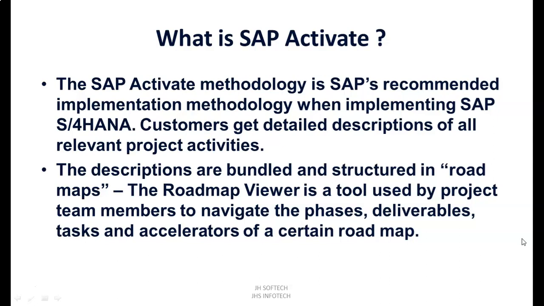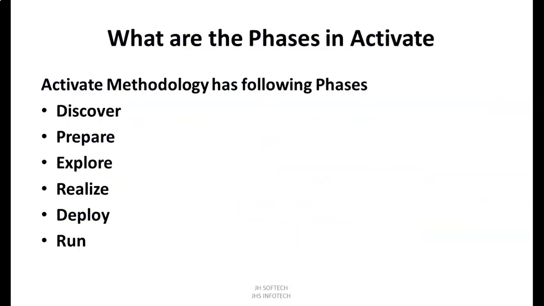Customers get detailed descriptions of all relevant project activities. The descriptions are bundled and structured in roadmaps, and the roadmap viewer is a tool used by project team members to navigate the phases, deliverables, tasks, and accelerators of a certain roadmap. Now, what are the phases in SAP Activate? The Activate methodology has the following phases: discover, prepare, explore, realize, deploy, and run.